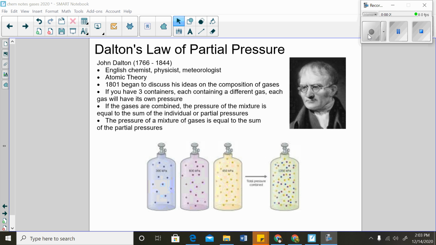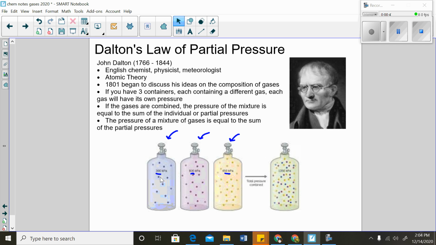Well, in 1801, he began to discuss his ideas on the composition of gases. And here's what he looked at. He said if you have three containers, each containing a different gas, each gas will have its own pressure. You can see it right here. Here's container 1, 2, and 3. And if you can read, these are three different pressures. Each gas has its own pressure.